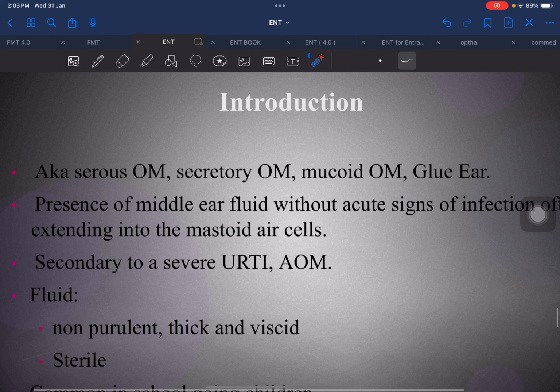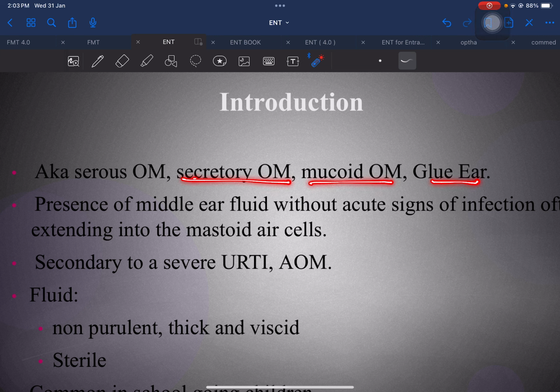Now talking about its introduction, what are the other names by which otitis media with effusion is known? Secretory otitis media, mucoid otitis media, glue ear, right? Serous otitis media. These are the different names, or we can say chronic secretory otitis media also, right? Chronic secretory otitis media, serous otitis media, mucoid otitis media, glue ear, or also we can say catarrhal otitis media.